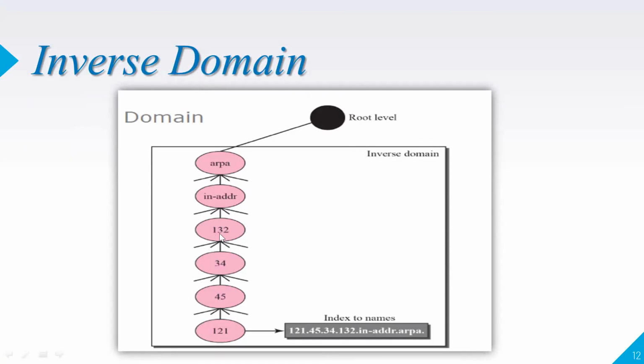Here the net ID should be at a higher level when compared to its subnet ID, and the subnet ID should be at a higher level when compared to its host ID. The actual order of the IP address is 132.34.45.121, but according to the convention used in DNS, it should be read from the bottom to the top, like 121.45.34.132.in-addr.arpa. So this maps an IP address to a name. This is done inversely.